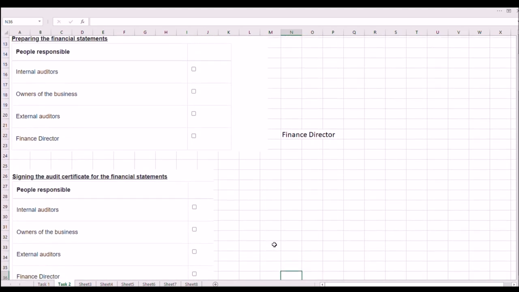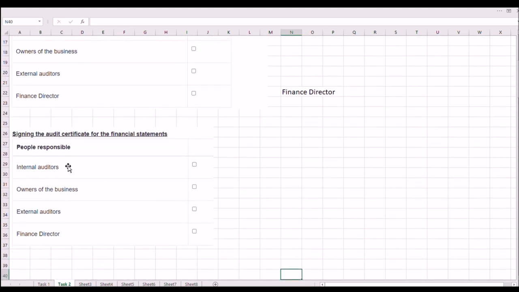And signing the audit certificate for the financial statements. As I said, we've got two sets of auditors here. Internal are going to check whether compliance with systems, notes and procedures, and they're also going to provide some specialist knowledge, but they're not going to provide a sign off on the financial statements. That is the external auditors. They're going to provide an opinion about whether the statements are true and fair, subject to some limitations.